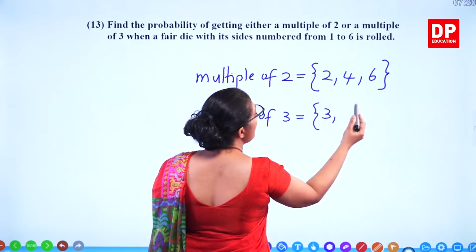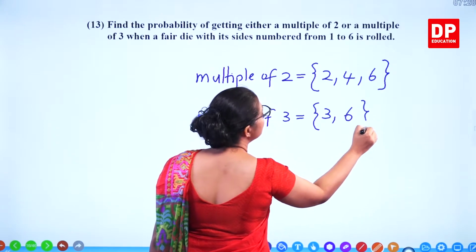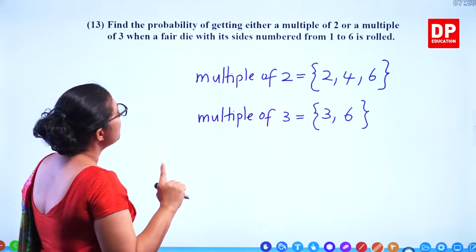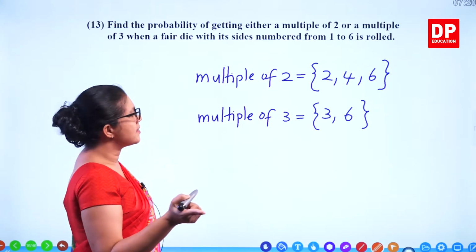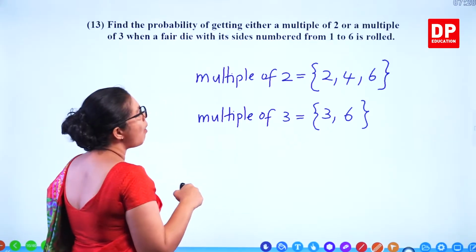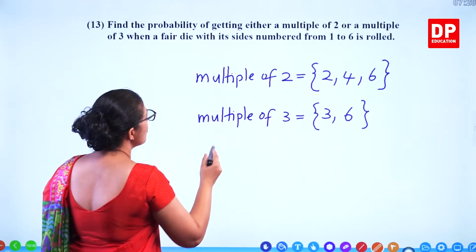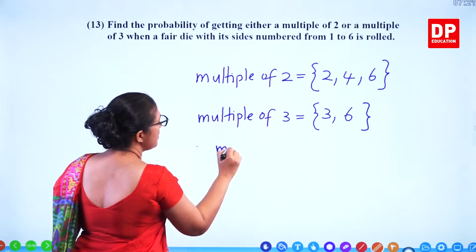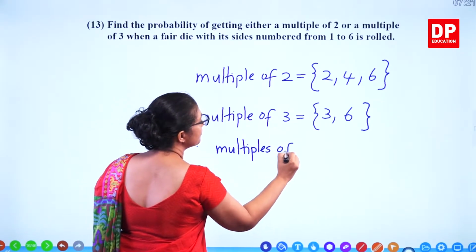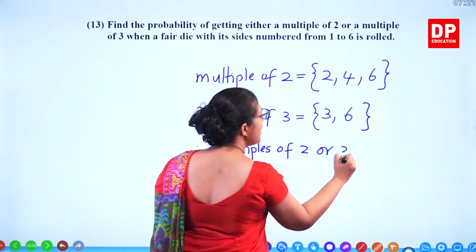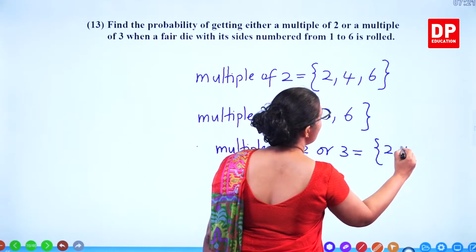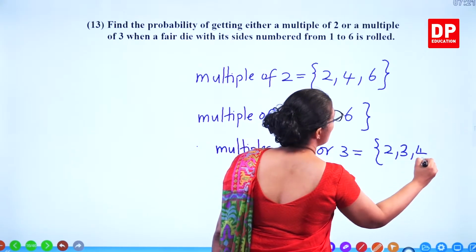3 and then 6. And this is either this or this. So you have to consider all possibilities. So here, multiples of 2 or 3 means it can be 2, 3, 4, 6.